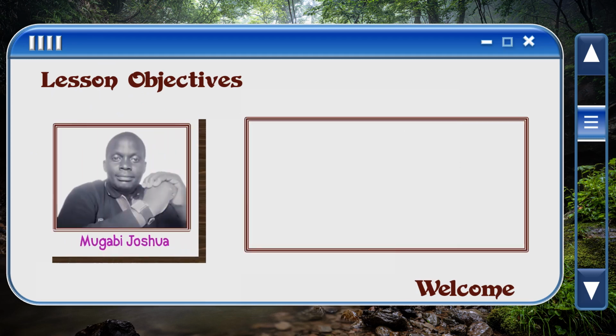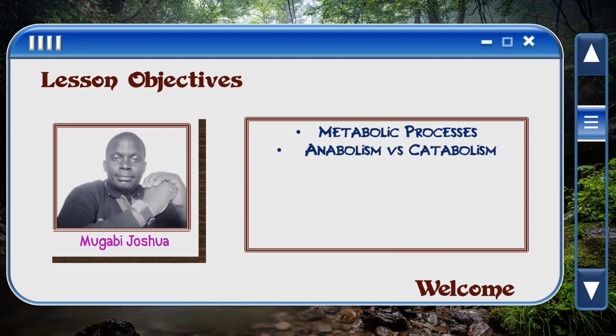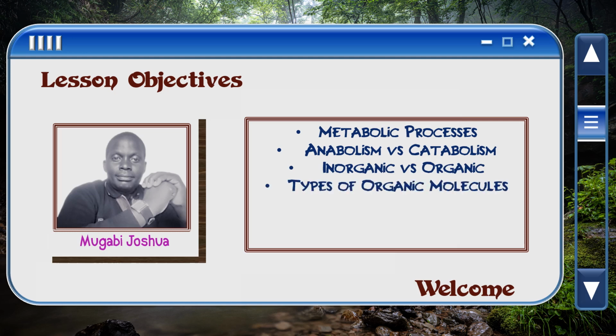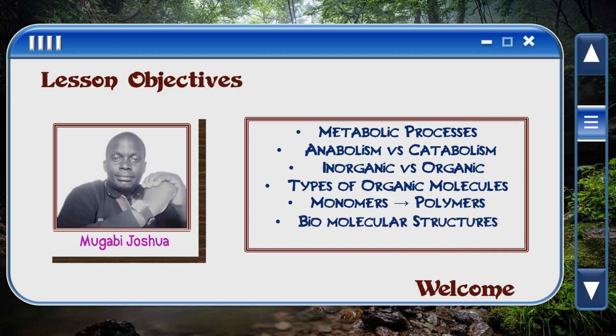Lesson objectives are metabolic processes, anabolism versus catabolism, inorganic versus organic, types of organic molecules, monomers to polymers, biomolecular structures, and vitalism. You are welcome.